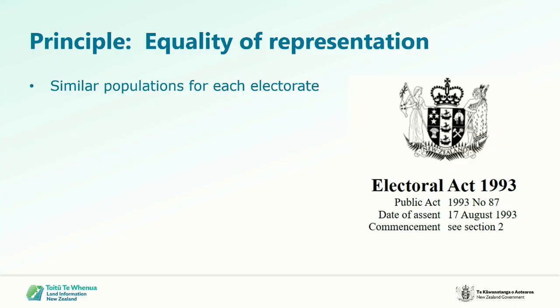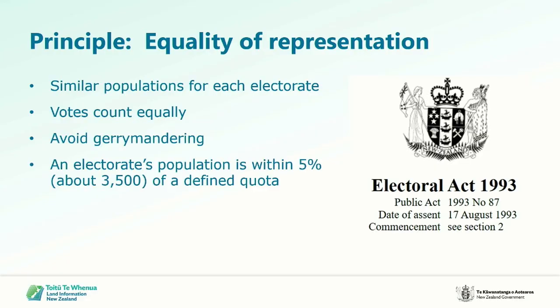So the Electoral Act 1993 has a principle of equality of representation. So similar populations for each electorate, votes count equally, avoid gerrymandering. If you don't know what gerrymandering is, give it a search, because it's got quite a funny story how the name came to be, involving someone called Jerry and a salamander. But basically it's when a political party defines electoral boundaries to favour themselves.